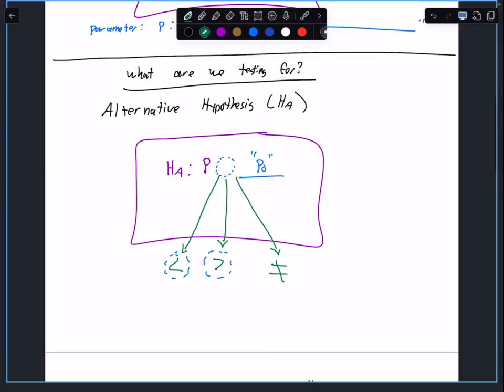Now, these first two, and I'll get into this much later on, are what is known as one-sided tests. And this one right here is referred to as a two-sided test.